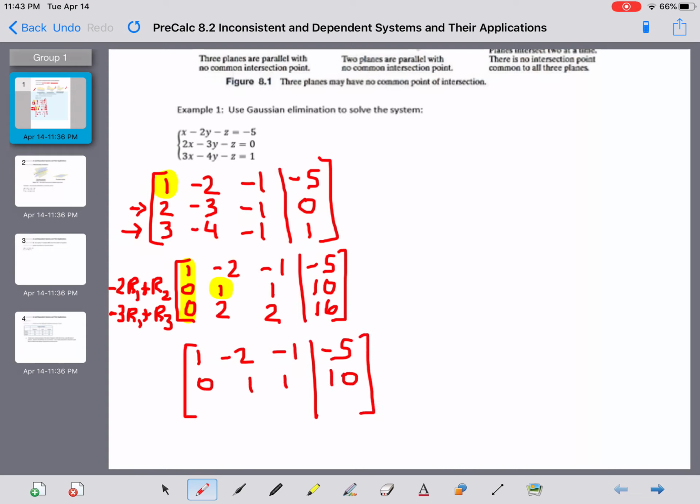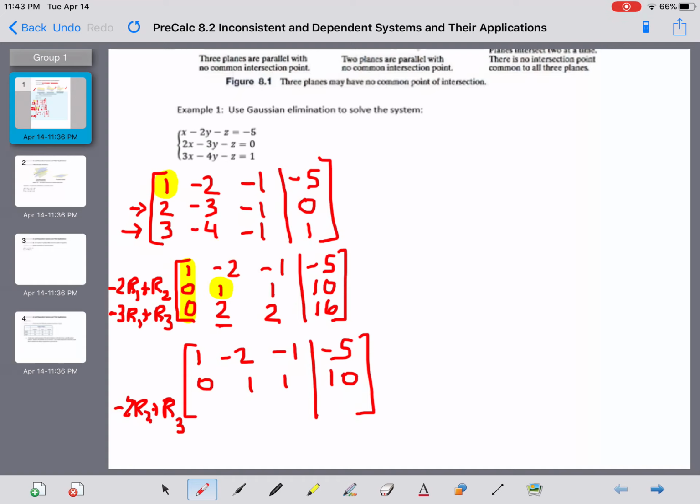And I'm working on my third row, and I'd like to get a 0 in that bottom middle position. So again, if I'm working on my second column, I'd like to work with my second row to get that. So I'm going to take my second row, multiply that middle 1 times negative 2. So I'm going to go negative 2 of my row 2 and add it to row 3.